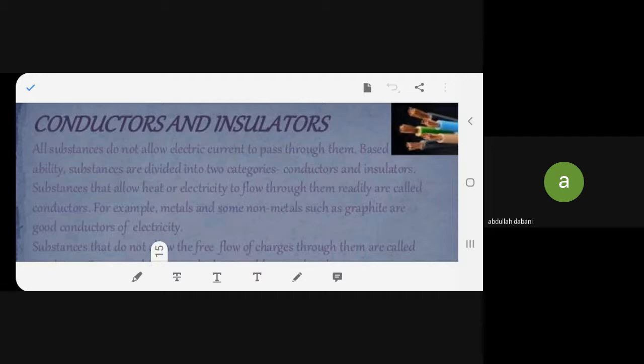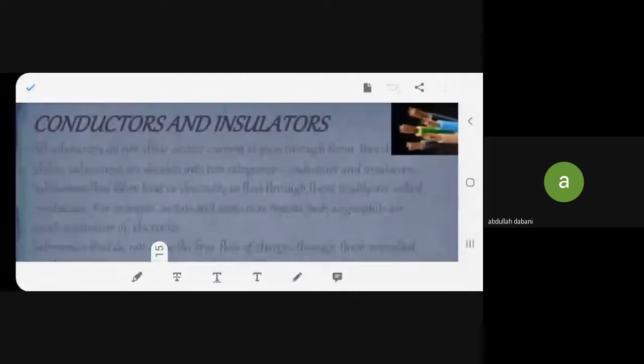Now, conductors, same thing. Based on the ability of substances to allow electric current to pass through, we are categorizing them into two. One is conductor, the other one is insulator. So substances that allow either heat or electricity to pass through.